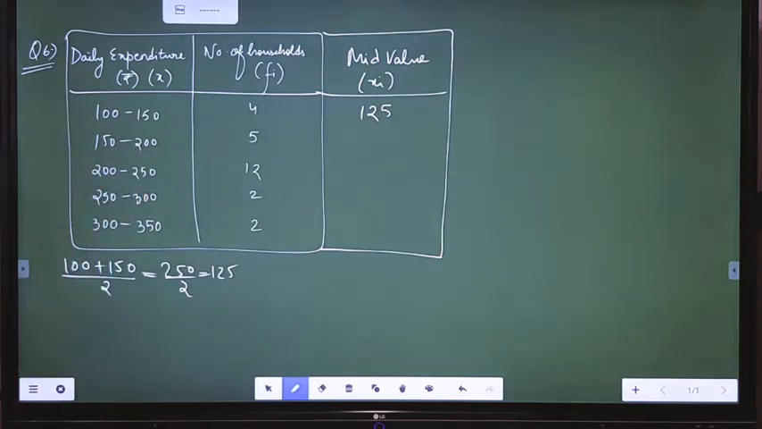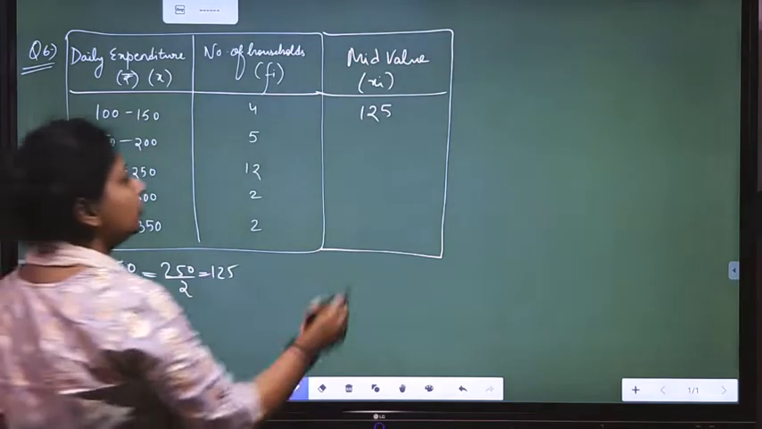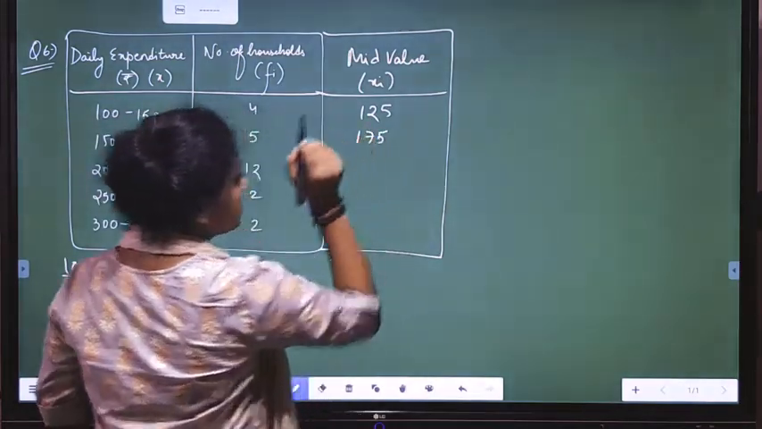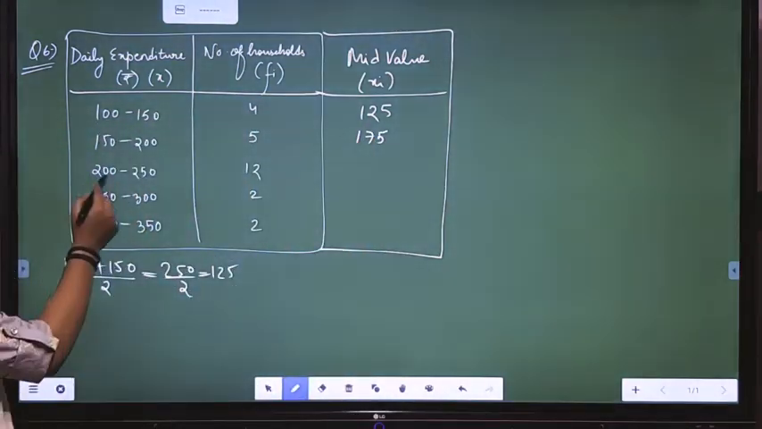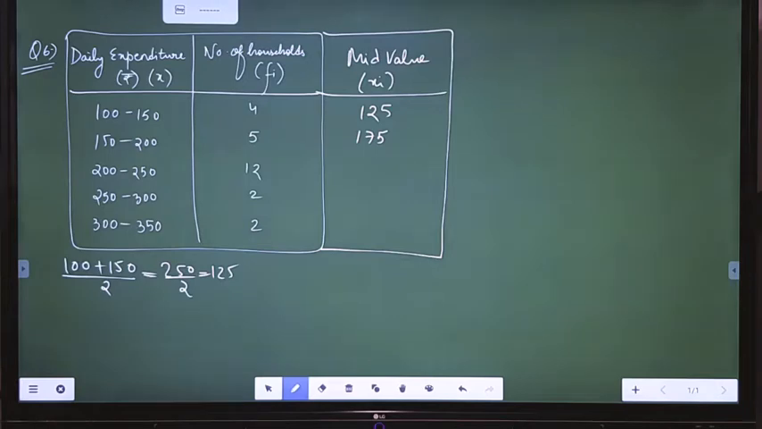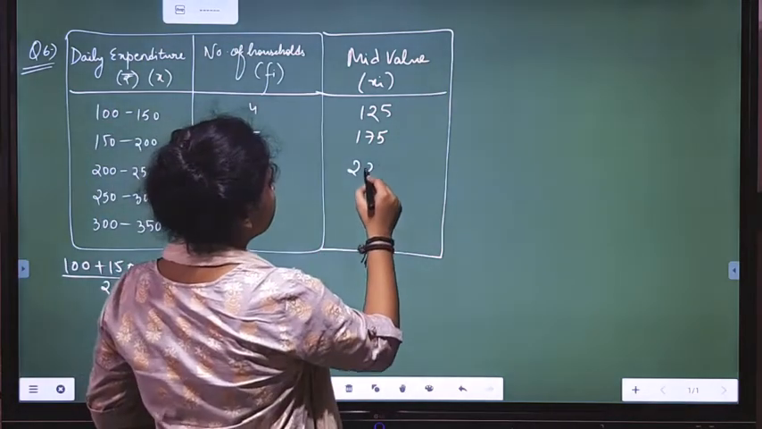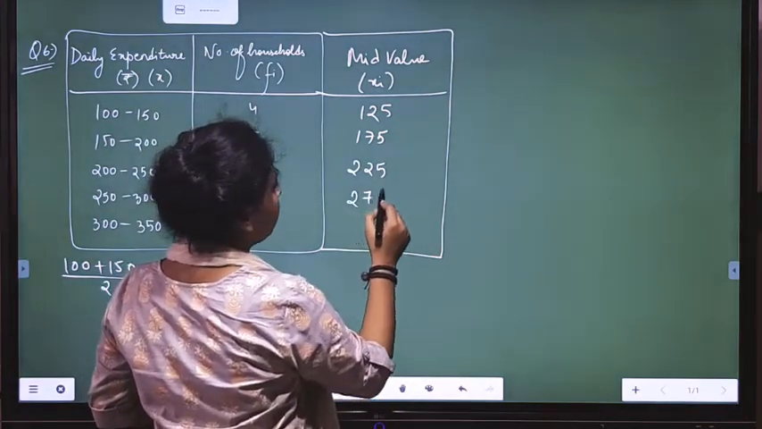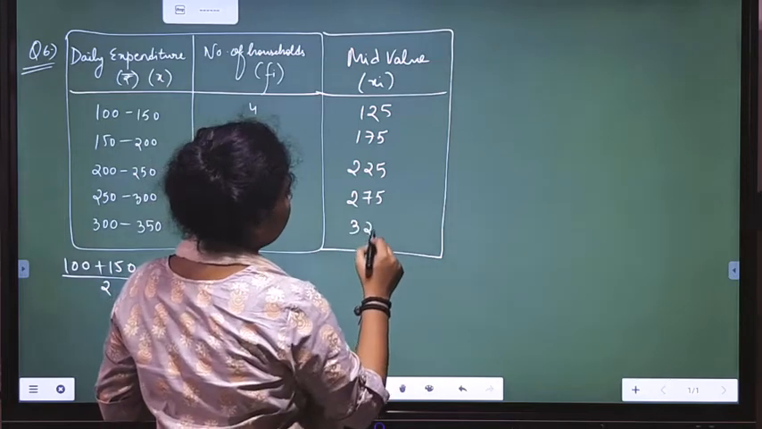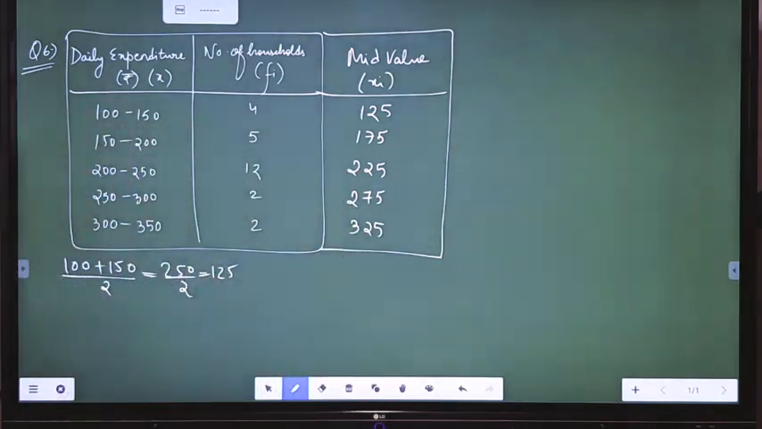150 plus 200 by 2, that is 350 by 2, that will be 175. Then 200 plus 250 by 2, that is 450 by 2. This value has to be 225. Next we have 275 and then 325. So these are our mid values.